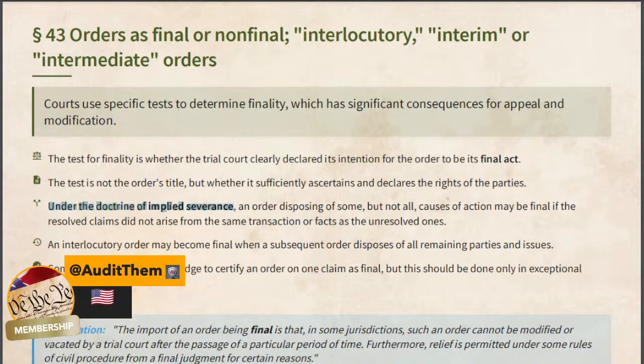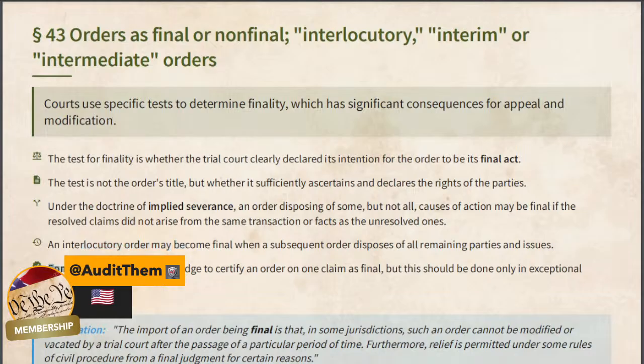Under the doctrine of implied severance, an order disposing of some but not all causes of action may be final if the resolved claims did not arise from the same transaction or facts as the unresolved ones. So if the unresolved issues have separate facts and can be tried separately, the finality of the other one would be valid. An interlocutory order may become final when a subsequent order disposes of all remaining parties and issues. So, again, the interlocutory order may become final. And I think that would become the interlocutory judgment, or it's influencing the judgment, as we read from before.